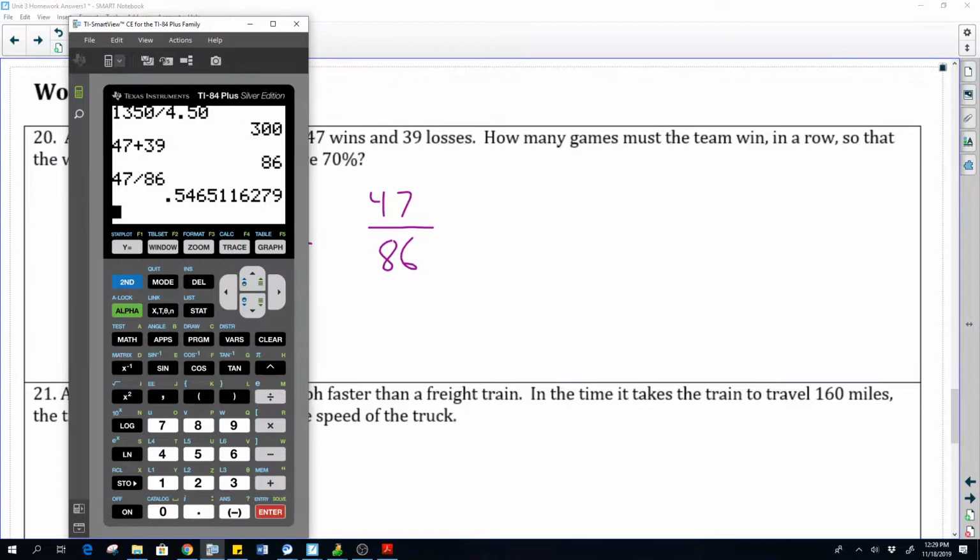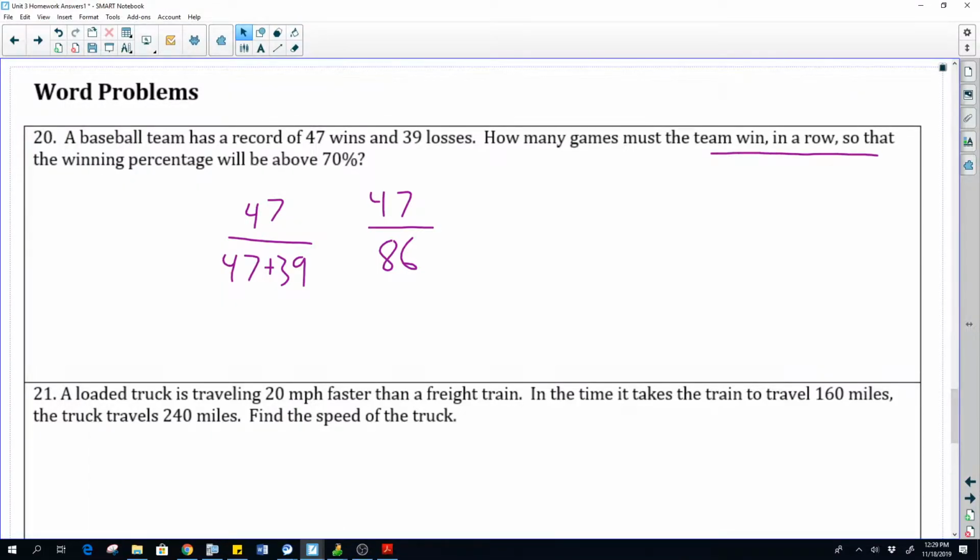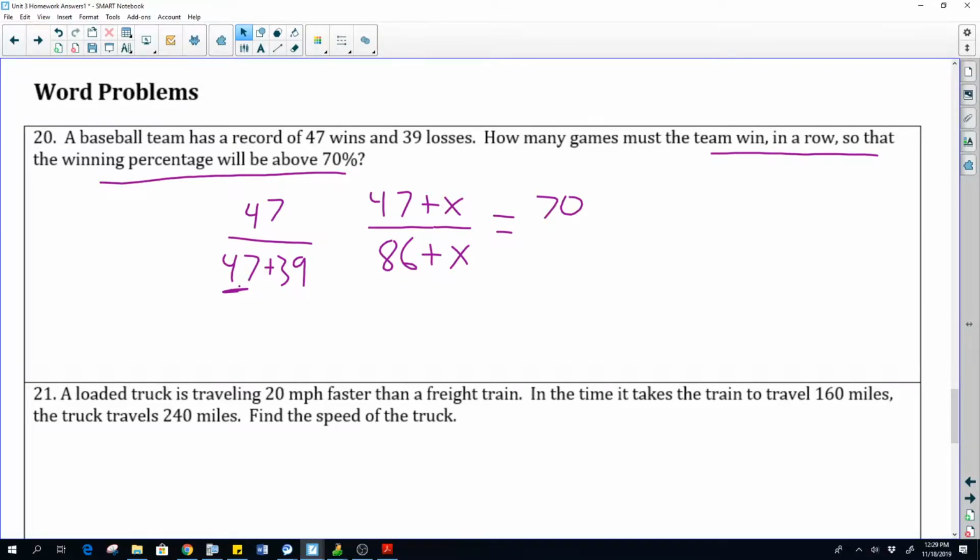So how many games must a team win in a row so that the winning percentage increases all the way up to 70%? That's a lot more percentage. So we're going to take our 47, and we're going to add to it x games. And also that increases this part here, right? That increases also the wins there. And so, excellent. And then we're going to set that equal to 70%, or 70 over 100.